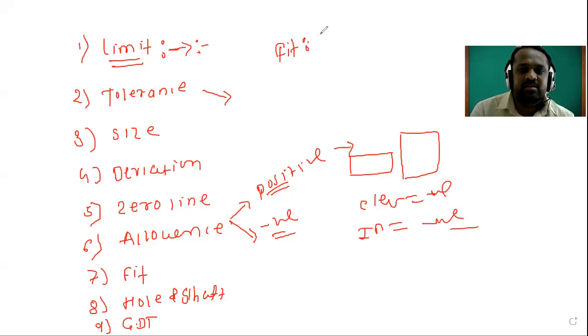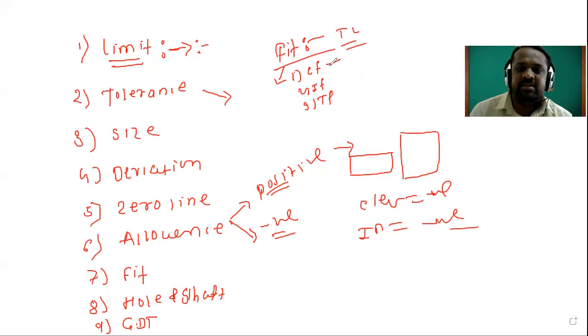Okay, then tell me what is meant by the fit. Fit is nothing but it shows the relationship between two meeting parts, indicating the tightness and looseness between them. Okay, then what are the types of fit? It has three types: clearance fit, interference fit, and transition fit.